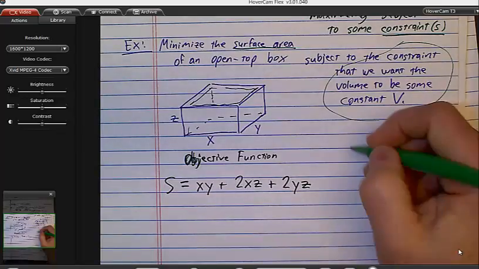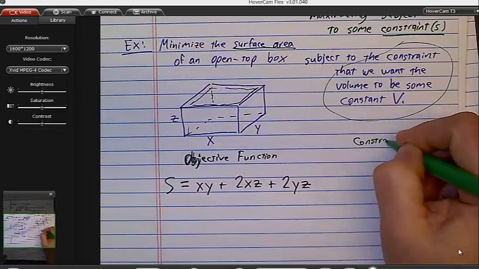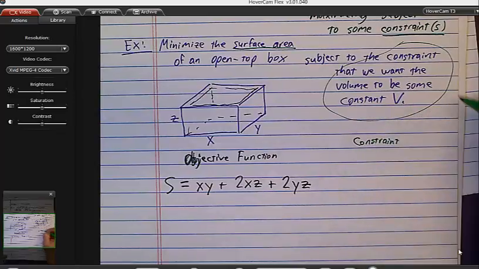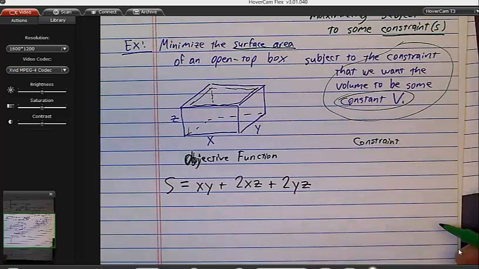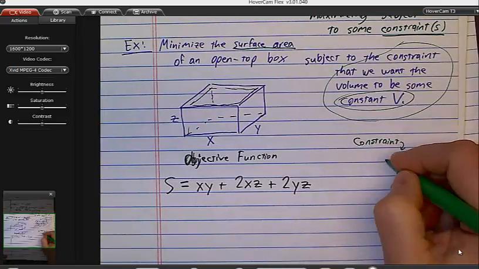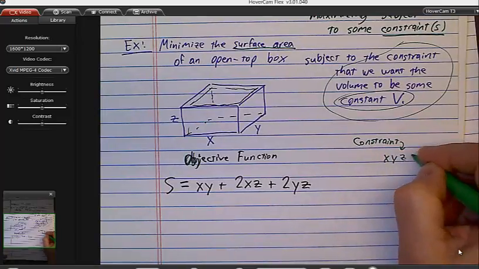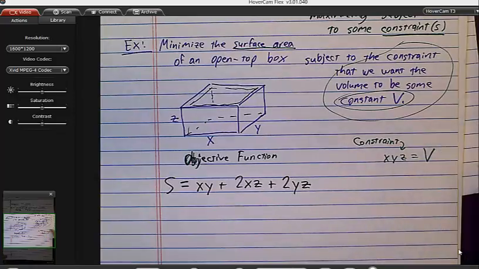The constraint that I was given is that we want the volume to be constant. So my constraint would be x times y times z is going to be that constant V, right? Because we know how to find the volume of a box.